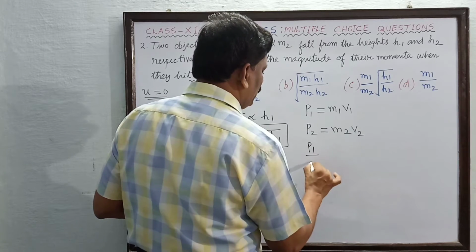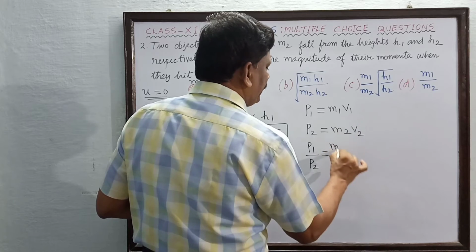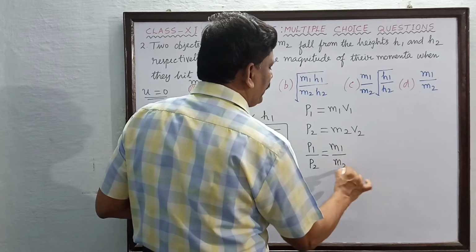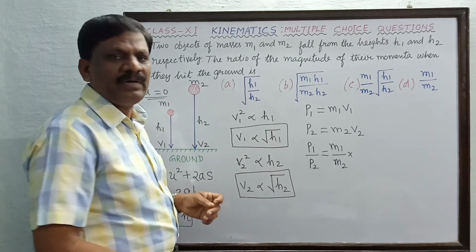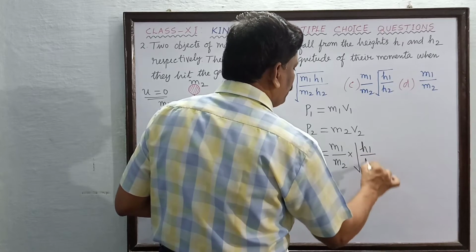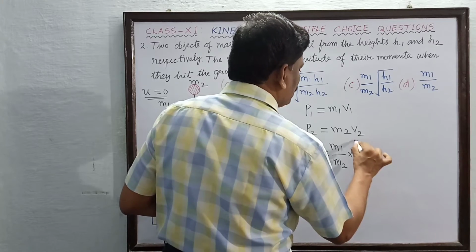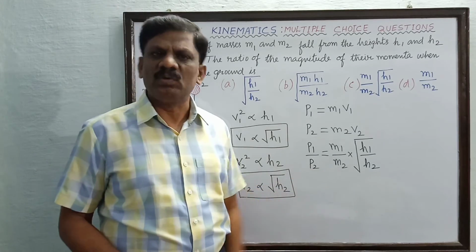So, p1 by p2 must be equal to, when I divide on the right hand side, the first term will become m1 by m2 into v1 by v2, which is square root of h1 by h2. So this is the ratio of the momentum when they hit the ground surface.